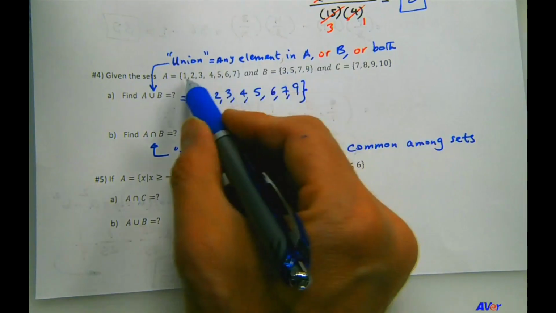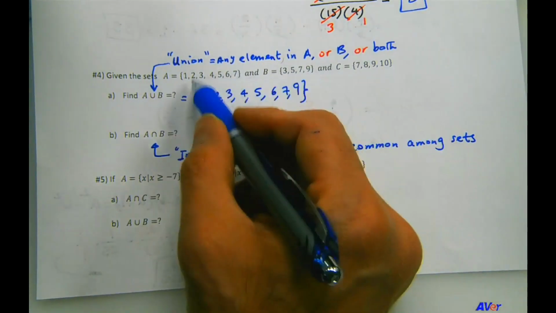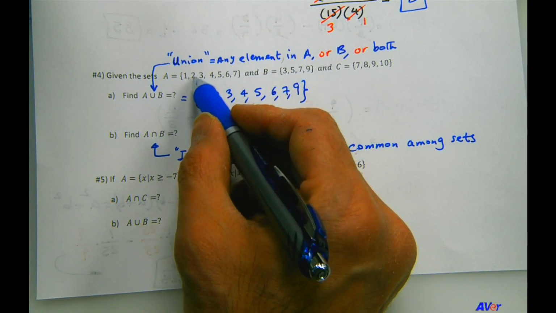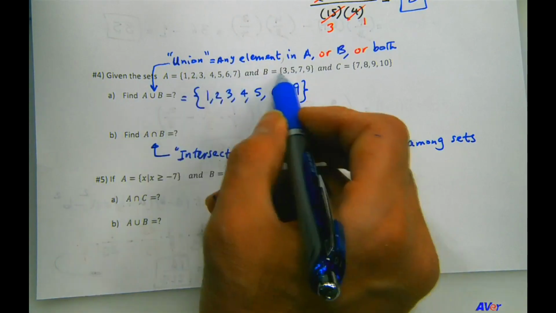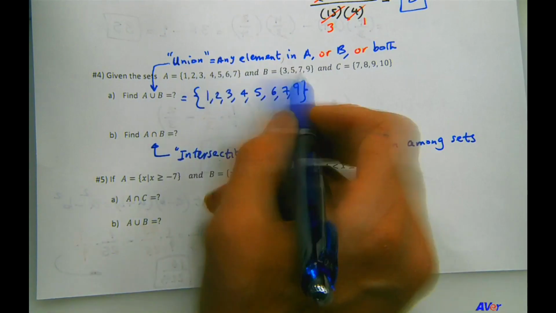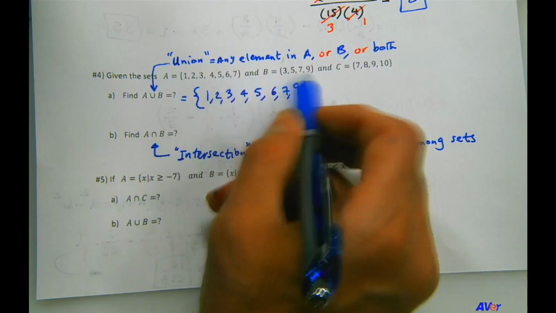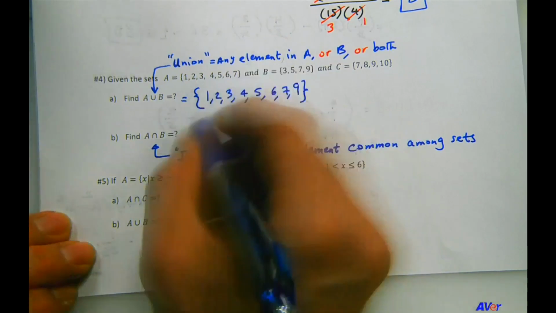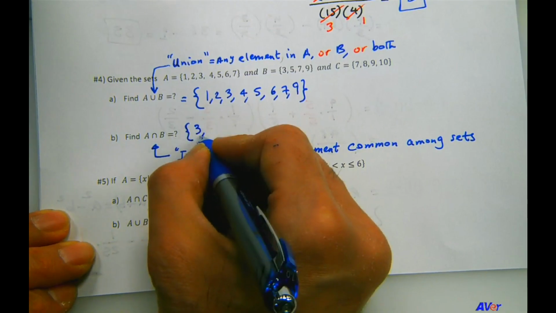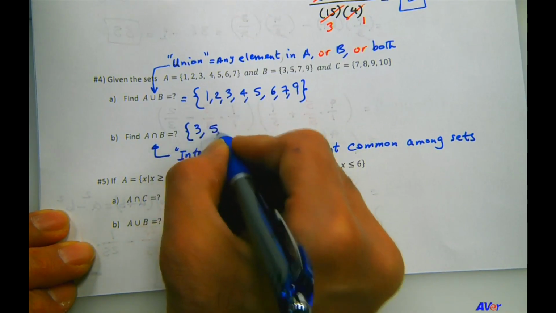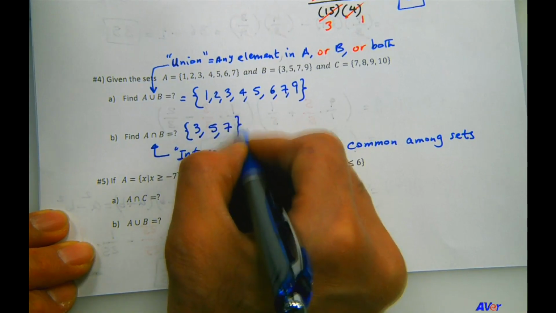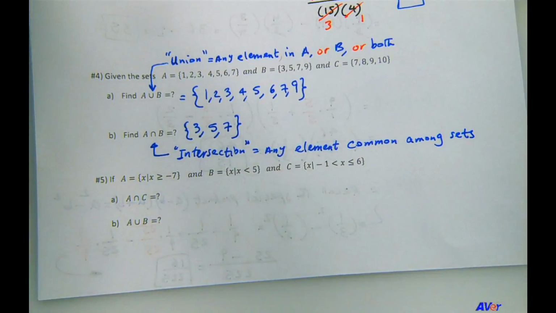Now A intersection B is only any element here that is common to both sets. So is 1 part of B? No. So it cannot be part of the intersection. Is 2 part of B? No. 3? Yes. 4? No. 5? Yes. 7? Yes. Not 9, right? 9 belongs to B but not A. So A intersection B would be 3, 5, and 7. And that's it.